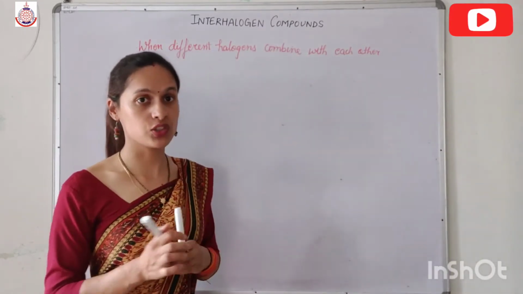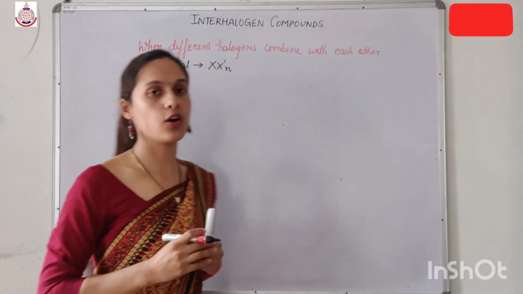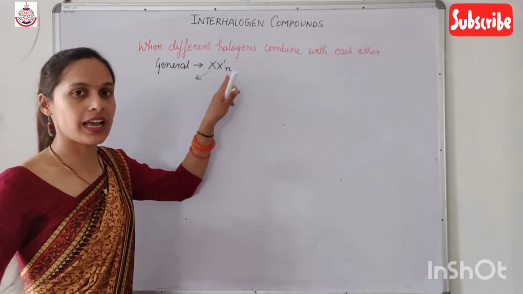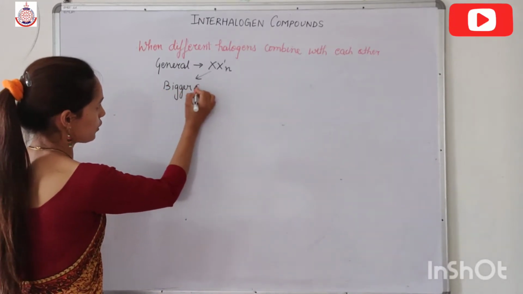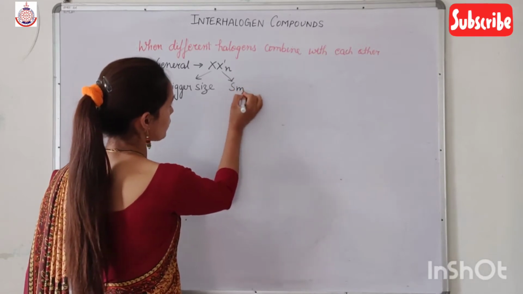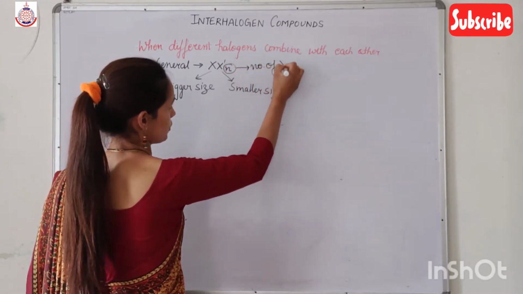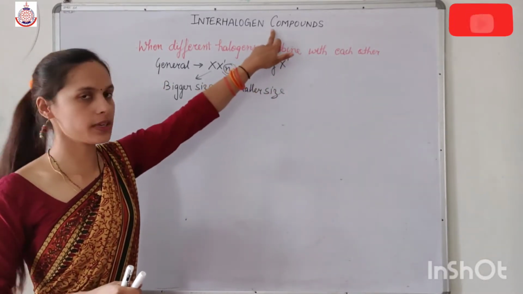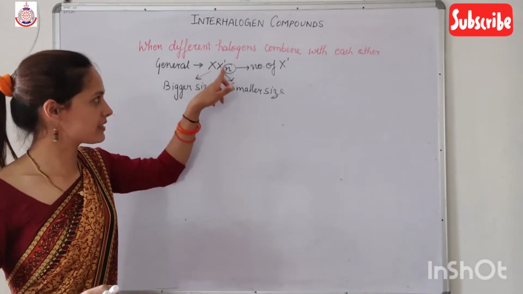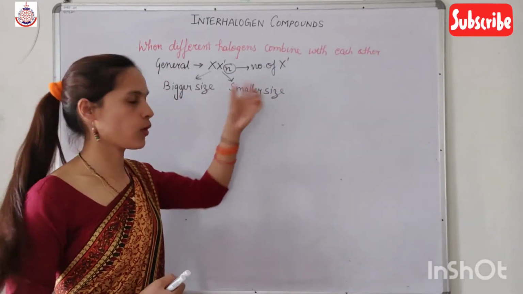Now, the general formula of interhalogen compounds is XX'n, where X represents the halogen of bigger size, or you may say the halogen of less electronegativity, and X' represents the halogen of smaller size or higher electronegativity, and n represents the number of X' atoms. So n is the number of the halogen which is smaller in size.